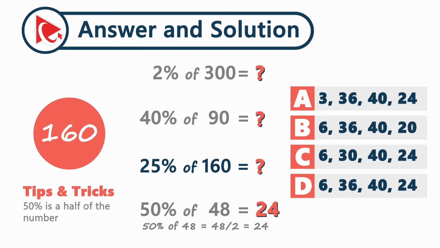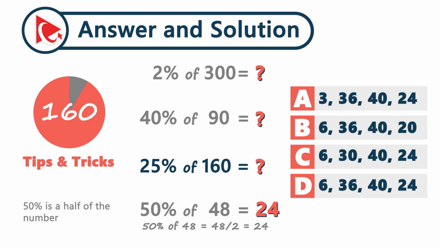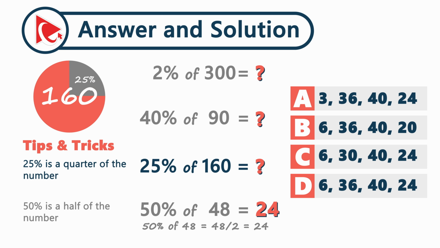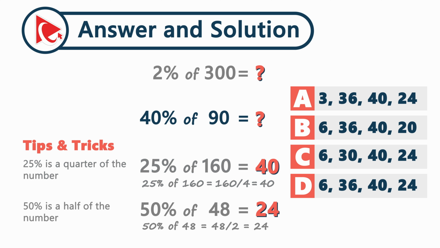The second simplest one is 25% of 160. Always remember that 25% is nothing else than a quarter of a number. And what is a quarter of 160? It's as simple as 160 divided by 4. And the result is 40. Let's move on to the next one.